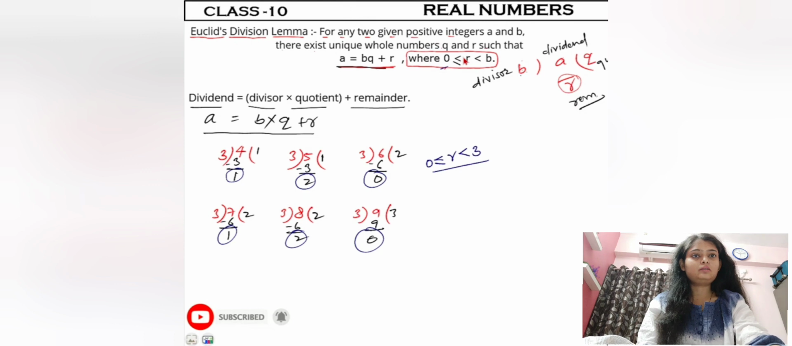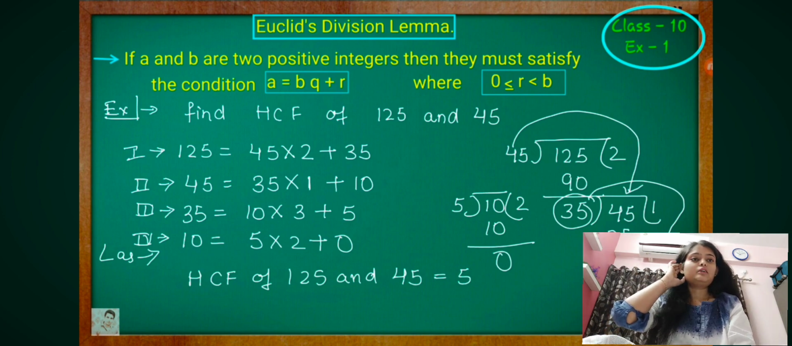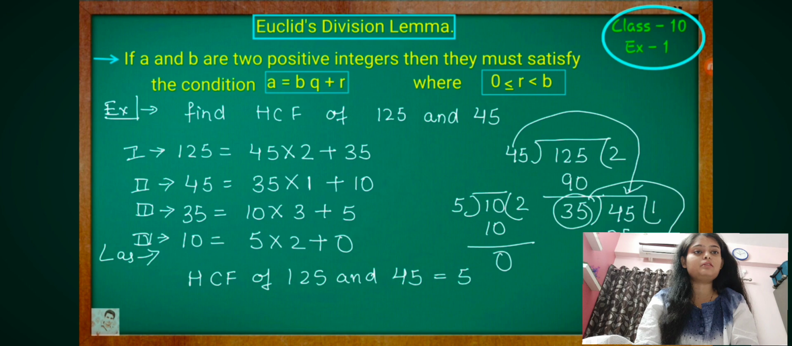Let us see next. If there are any two positive integers and we have to find their HCF, one example is to find the HCF of 125 and 45. So how would you find the HCF of 125 and 45? You would take 125, the larger value, and first divide it by 45. Upon division, 45 times 2 is 90, and the remainder is 35.